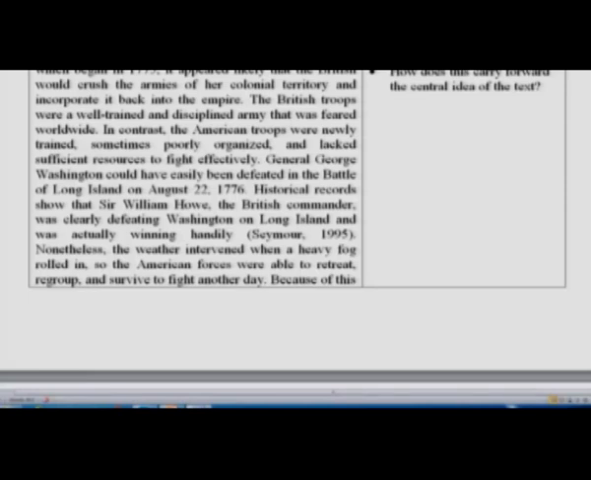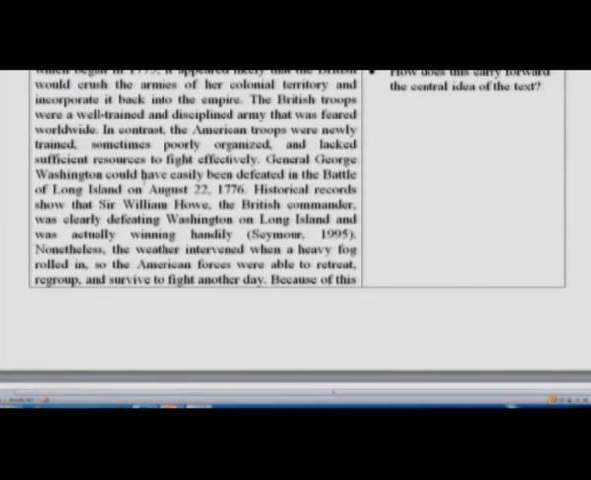In the early years of America's Revolutionary War, which began in 1775, it appeared likely that the British would crush the armies of a colonial territory and incorporate it back into the empire. The British troops were a well-trained and disciplined army that was feared worldwide. In contrast, the American troops were newly trained, sometimes poorly organized, and lacked sufficient resources to fight effectively.